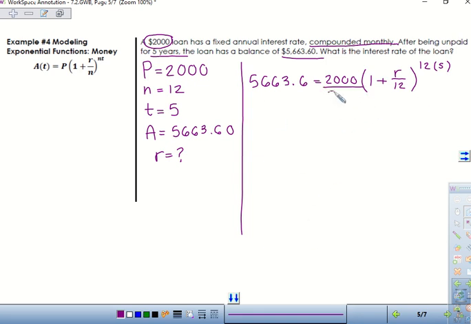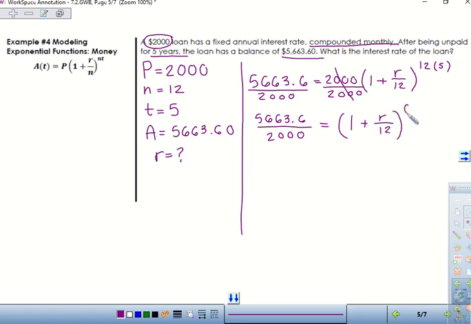So to solve this, I know I'm going to have to divide both sides by 2,000, but I want you to be careful. You don't want to do this in the calculator right away. You want to get everything solved for that variable you're looking for and then put it all in the calculator. Why would I want to do that as opposed to just doing it all right now? Yeah, exactly.